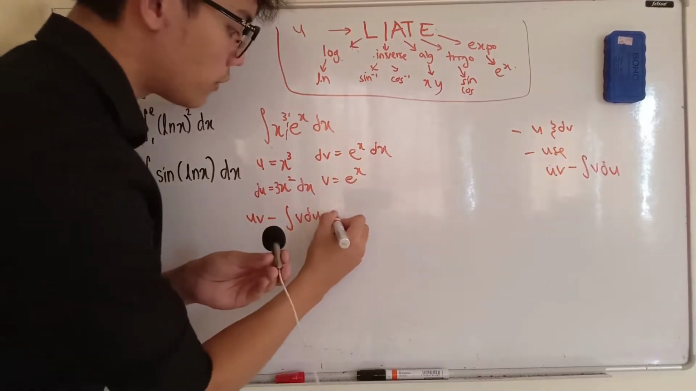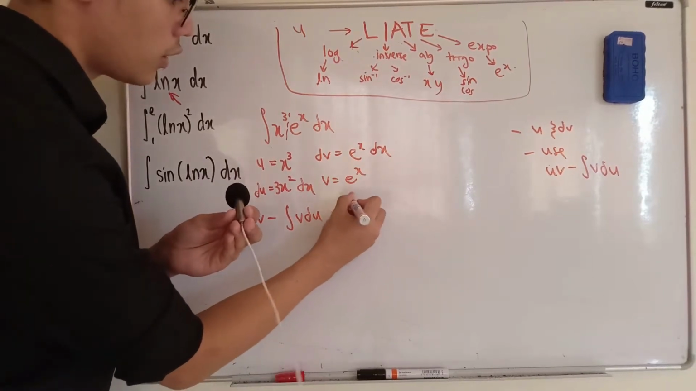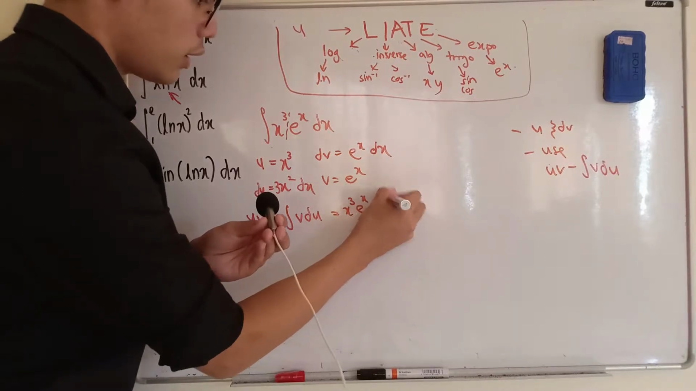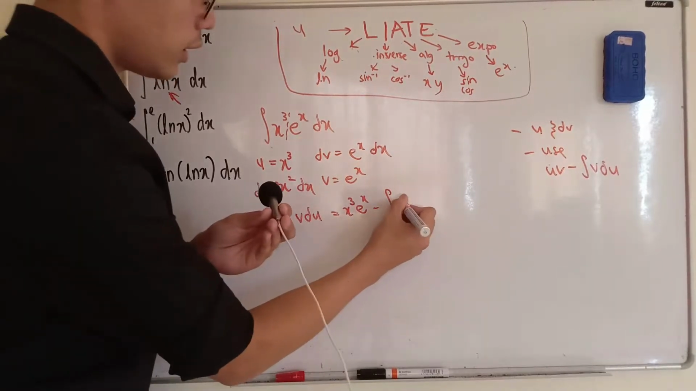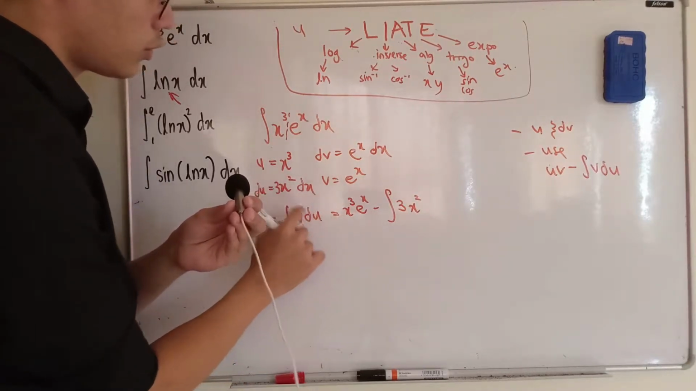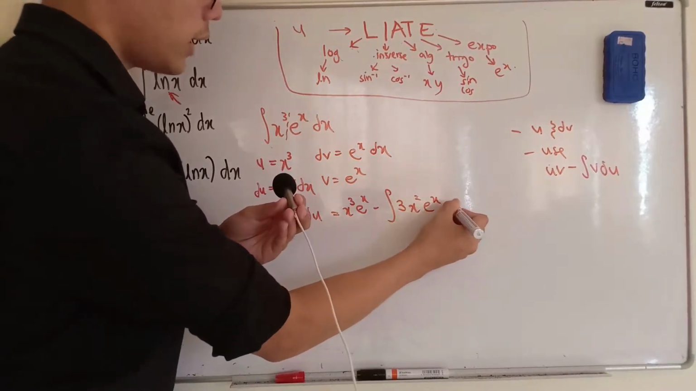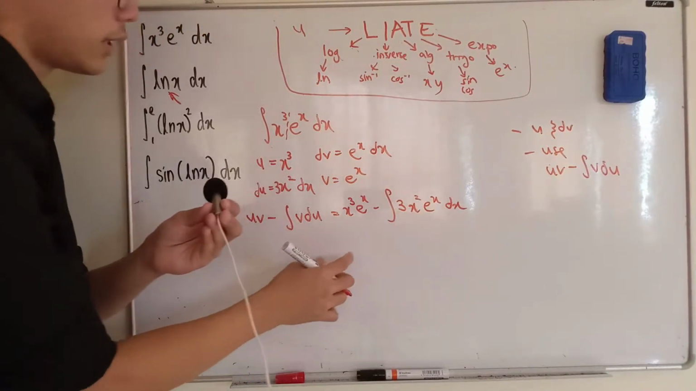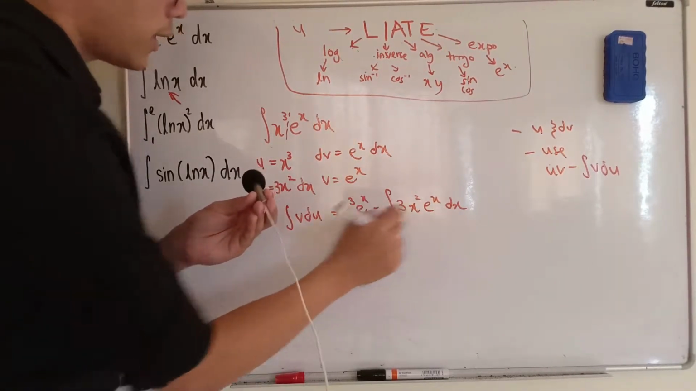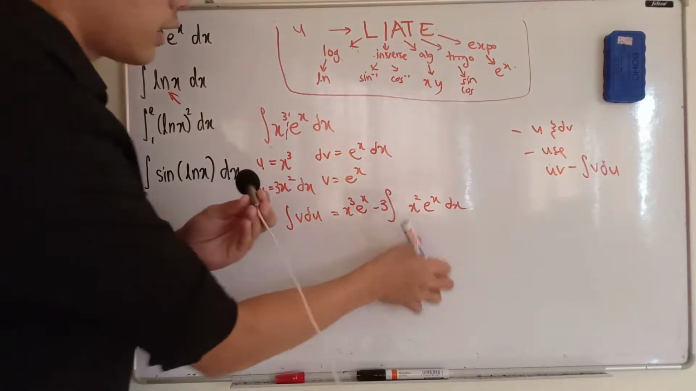Now you write it back: u is s cubed, v is e^s, then minus the integral of v du, which is e^s times 3s squared ds. I put the 3 aside because I don't need it.